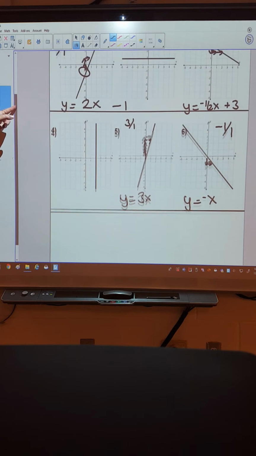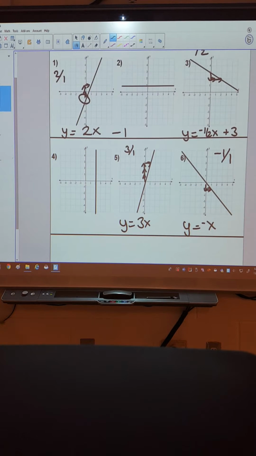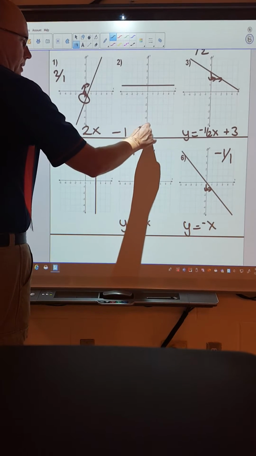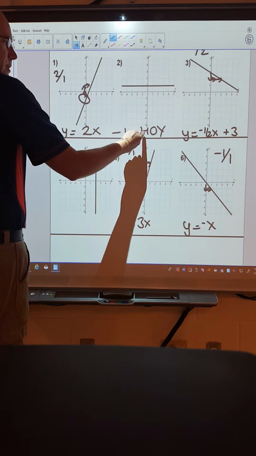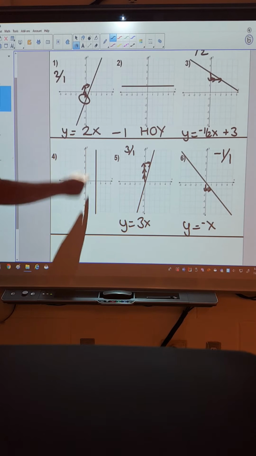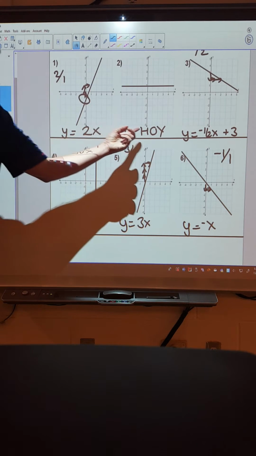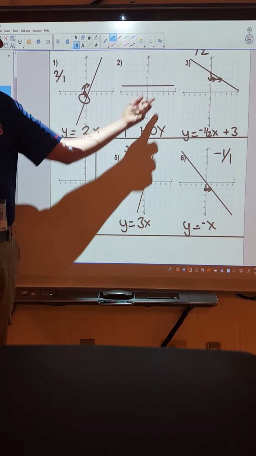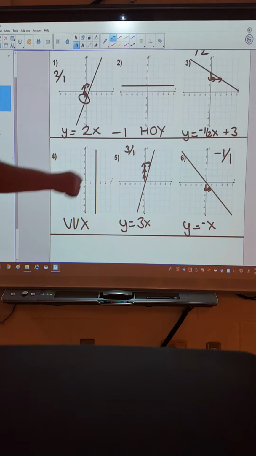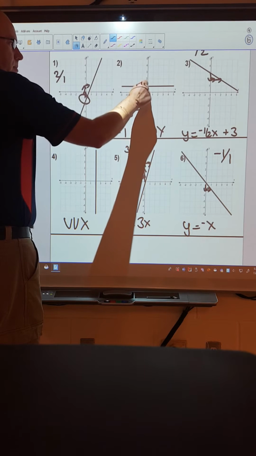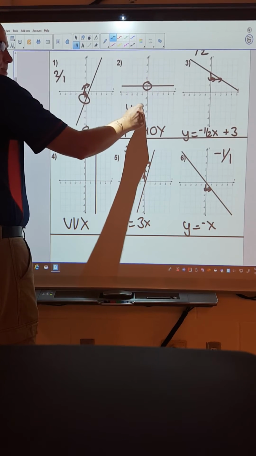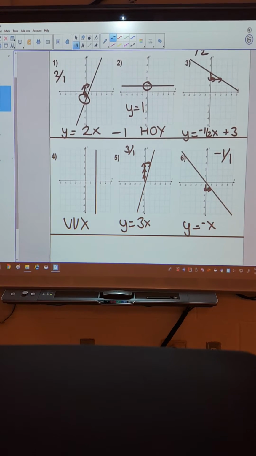Now let's go back to our special cases, the horizontal and the vertical line. The two key words that we learned were HOY, and I'm picking this one, H for horizontal, and for the vertical line, that word VUX. Now remember what these tell you. This tells you the slope of this line is 0, but it also tells you the equation is y equals a single number, the number that it passes through on the y-axis, so just y equals 1.